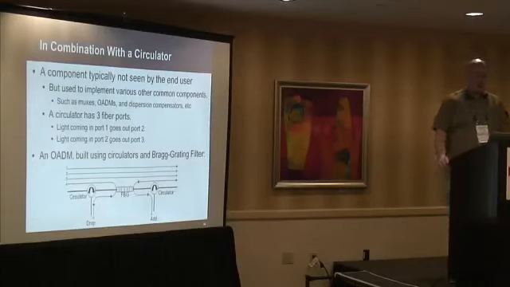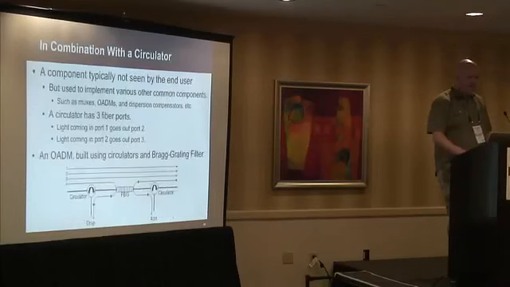So here you see 2 circulators paired up with a Bragg grating filter, and that's how you actually implement an OADM. You'll also see it used for dispersion compensation. It lets you take the same piece of fiber and run the signal over it twice.